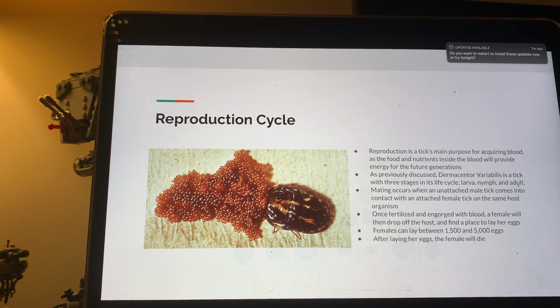And once fertilized and engorged with blood, the female drops off the host. And these females, if they do successfully find a place to lay eggs, can lay a lot of them, between 1,500 and 5,000 at a time. And then after laying the eggs, the female will die. They don't get on another host and try it again. Once they reproduce, they're pretty much done and their purpose is over.